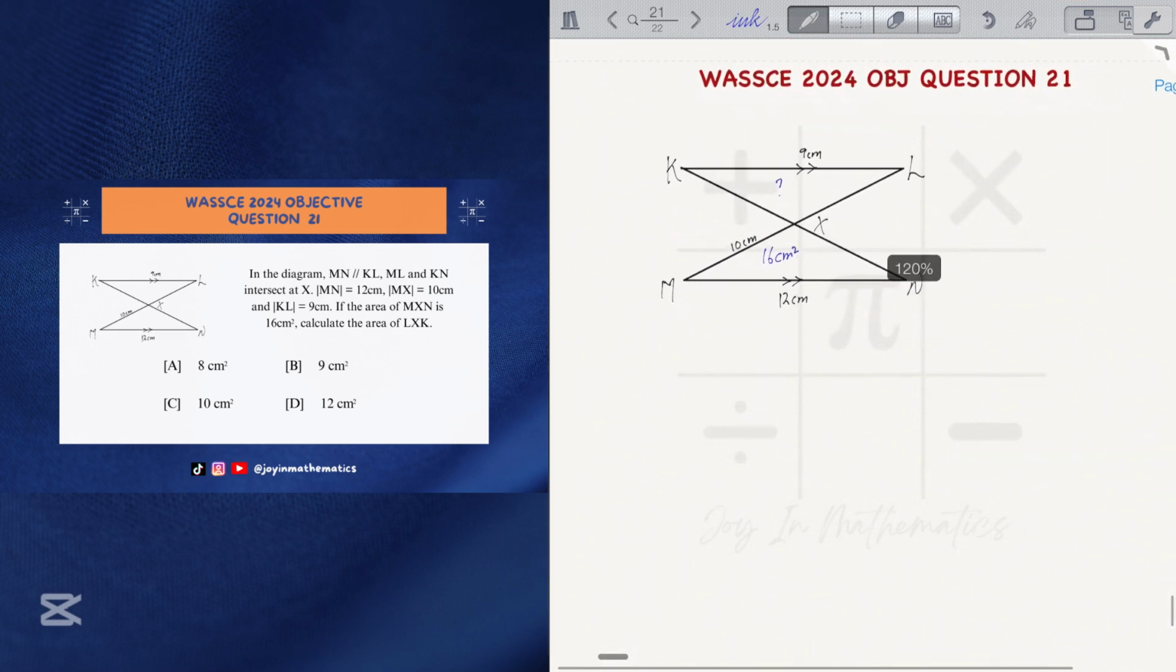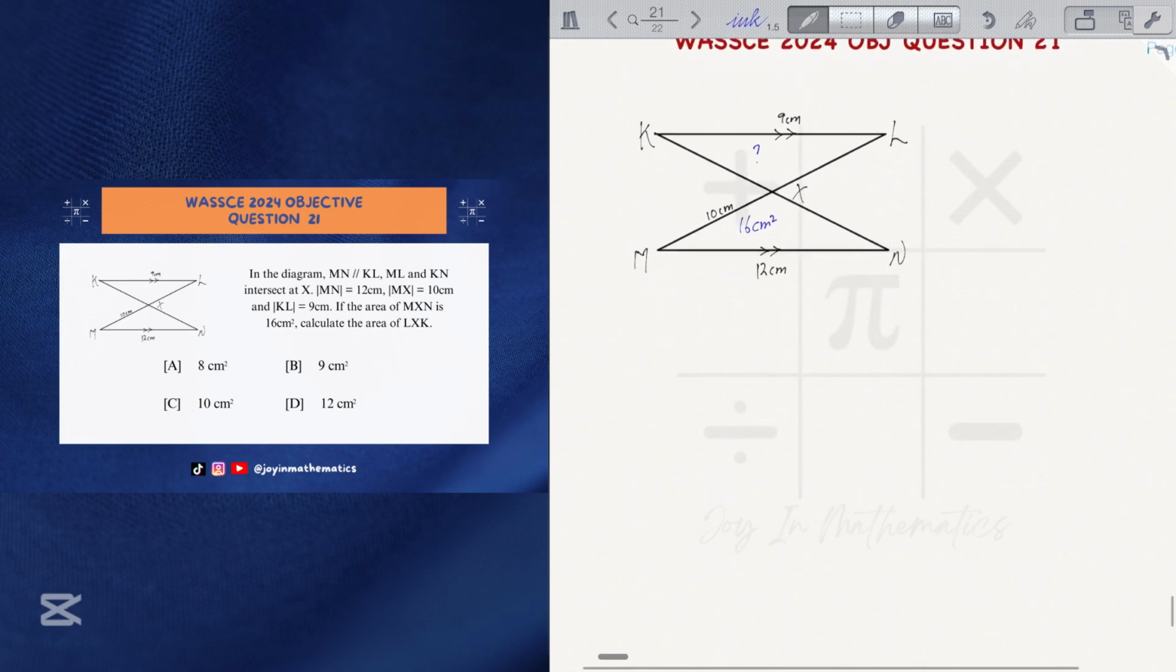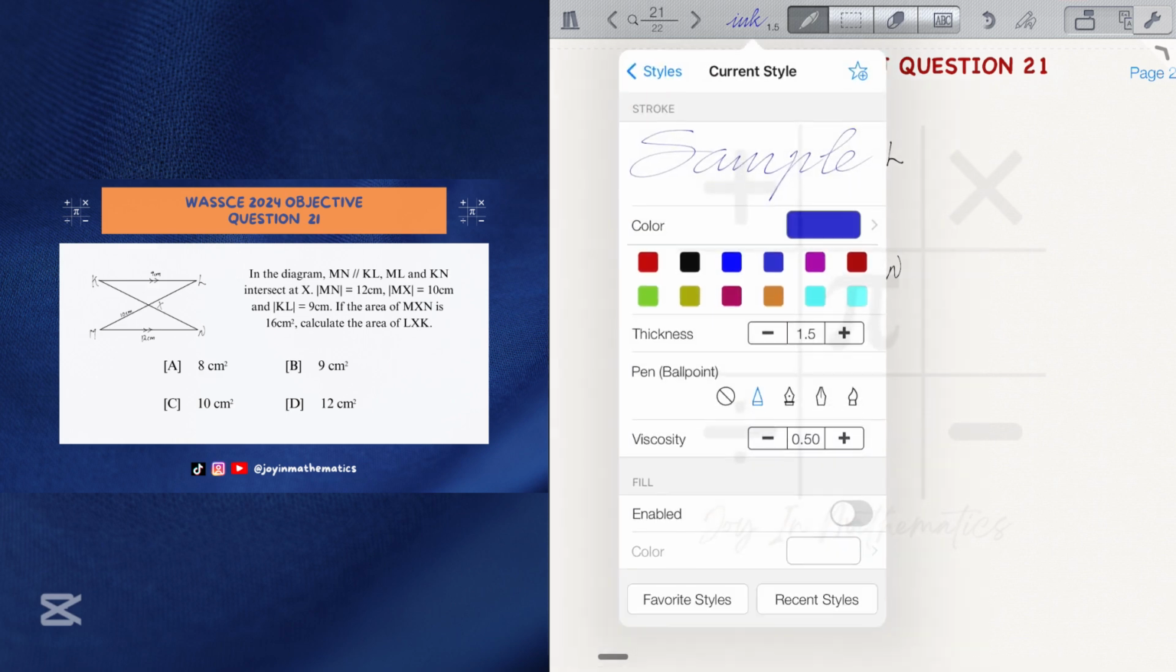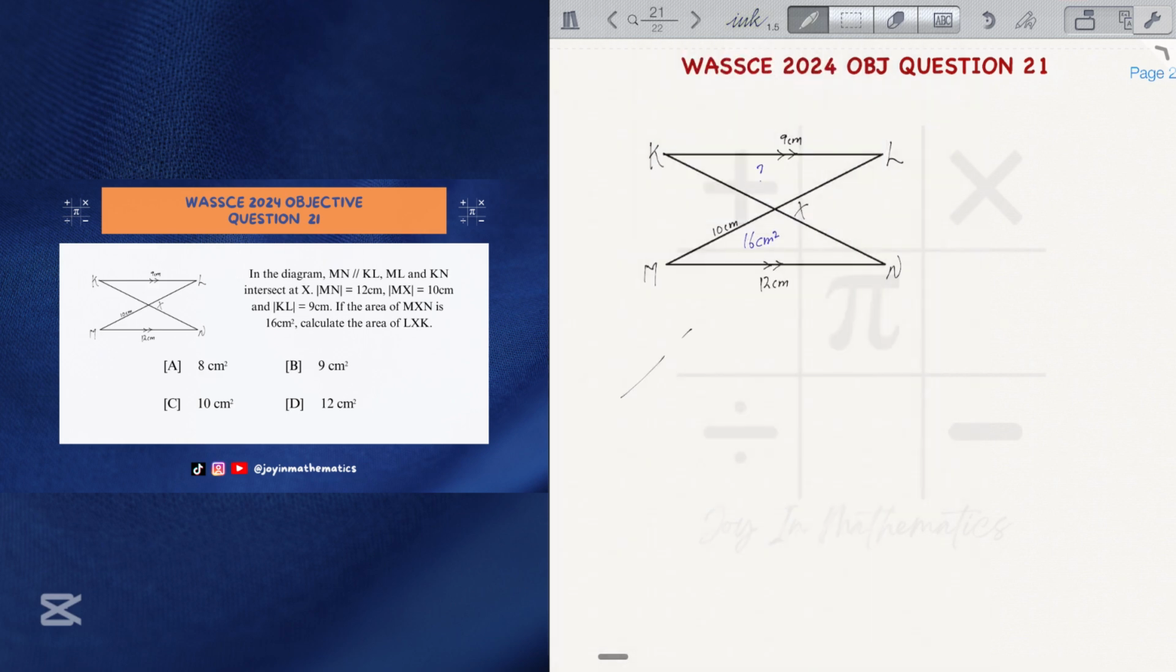To simplify this, let's bring out the two triangles together because this is a question on similar triangles. So let's draw out the two triangles. We have MXN, and similarly we have triangle KLX. So this is 9 centimeters. We have 10 centimeters and 12 centimeters.